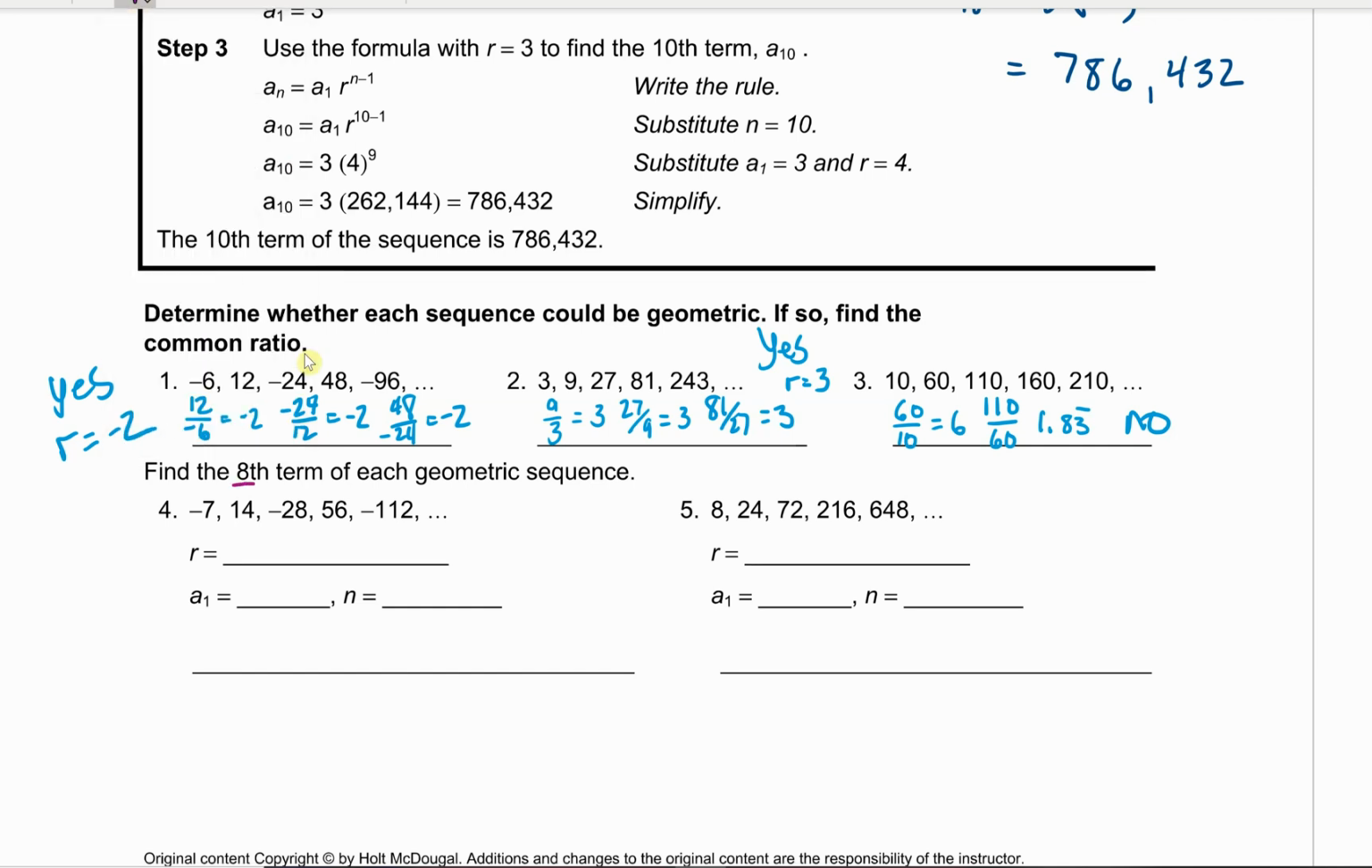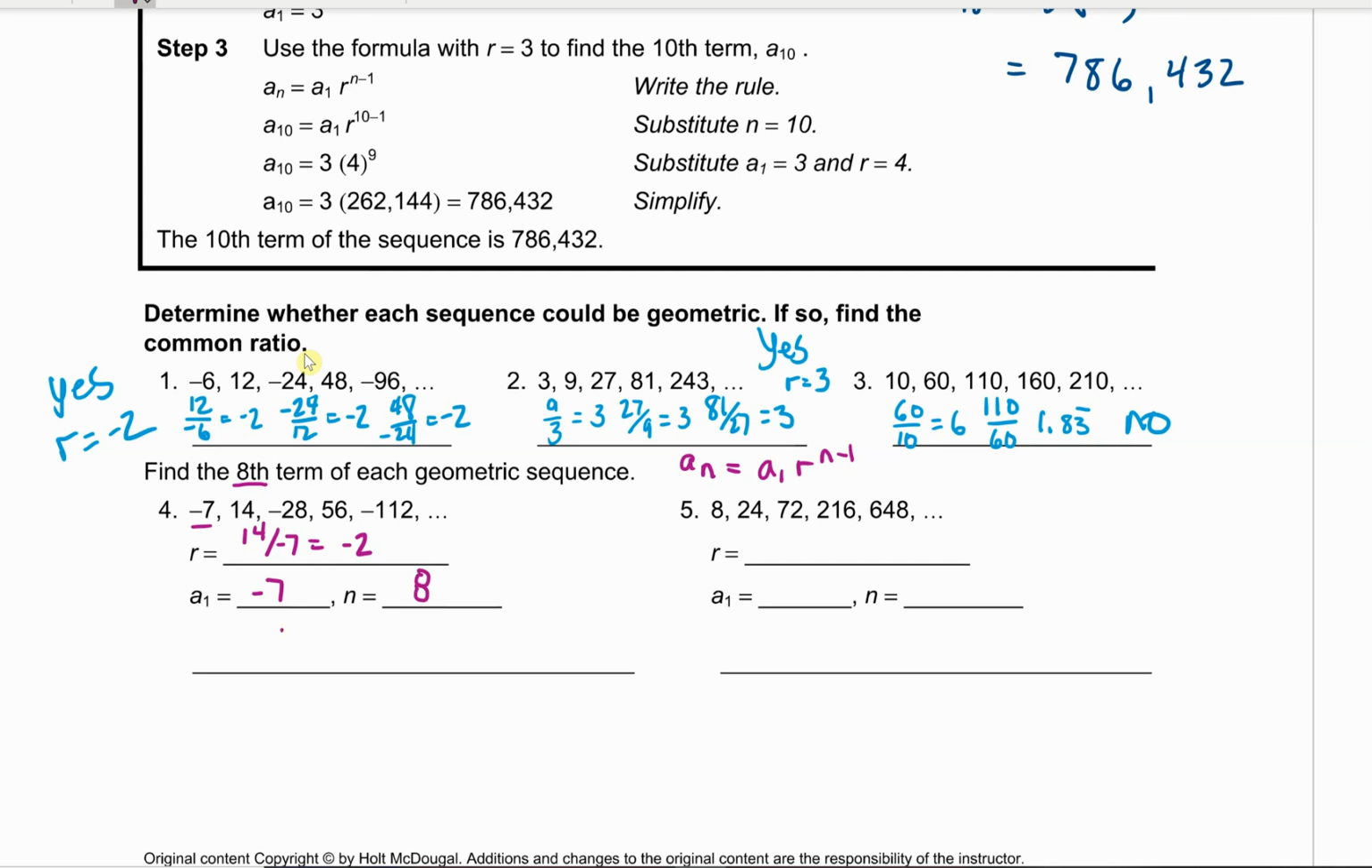All right. So, let's see if we can figure this out. This time we were looking for the 8th term. And we're going to use, again, a sub n equals a1 times r to the n minus 1. So step 1 is to find r. Something a pirate says. No, it is the common ratio. 14 divided by negative 7 is negative 2. All right, so r is negative 2. A1 is that first term. It's negative 7. And n is 8.